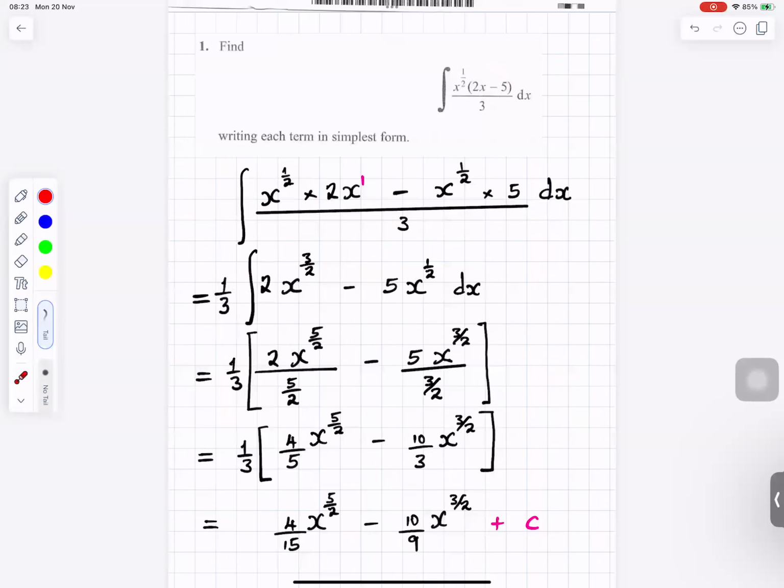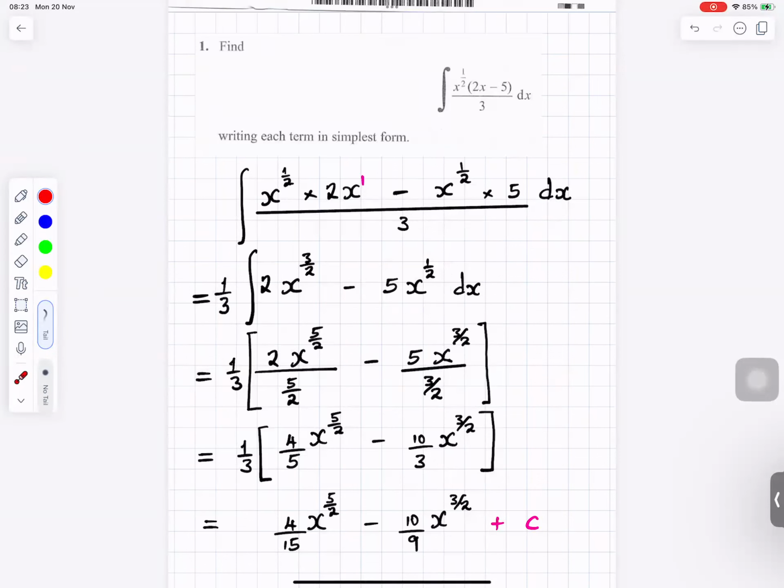And then x to the half times x to the 1. 1 plus a half is 1.5, which is 3 over 2. So 2x to the 3 over 2 minus 5x to the half. Now you can integrate. Integrate this first one; after that, you integrate the next one.